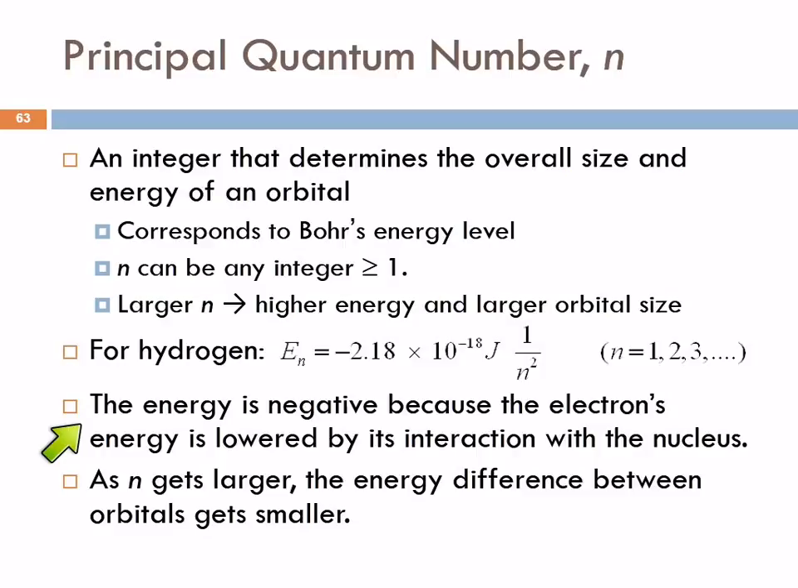The energy is negative. Why is energy negative? Because the electron's energy is lowered by its interaction with the nucleus. And lower energy is good. Everything in nature tends towards lower energy, right? Why do rocks roll downhill and not uphill? Because of gravity, but there's potential energy when it's on top of the mountain. The boulder rolls down because in doing so, it lowers its potential energy. Electrons also seek out lower energy situations.